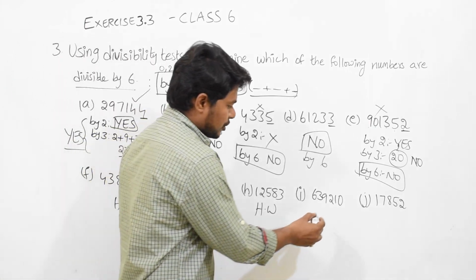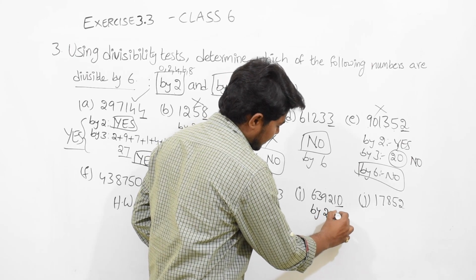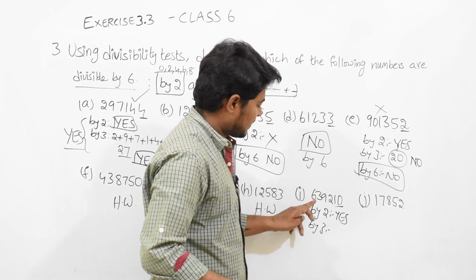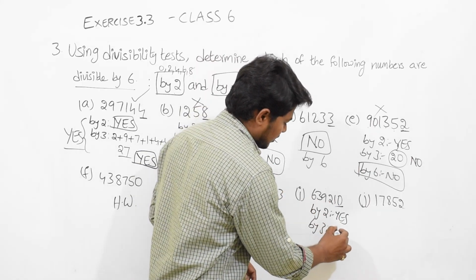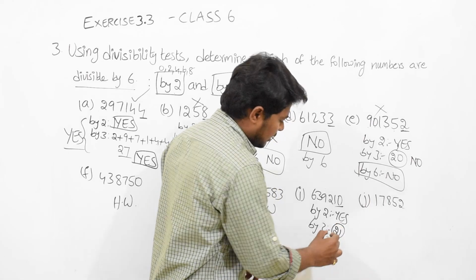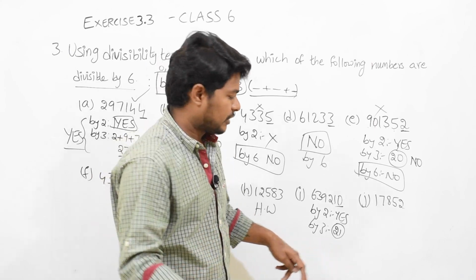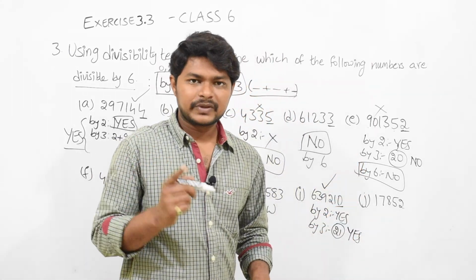Now, you see this last digit, it is 0. So by 2 it is obviously yes. Now we will check by 3. By 3, 6 plus 3, 9 plus 9, 18 plus 2, 20 plus 1, 21. So 21, you see the number, it comes in the 3 table. Yes, 3 into 7 equal to 21. So this will be yes. So this number is divisible by 6.